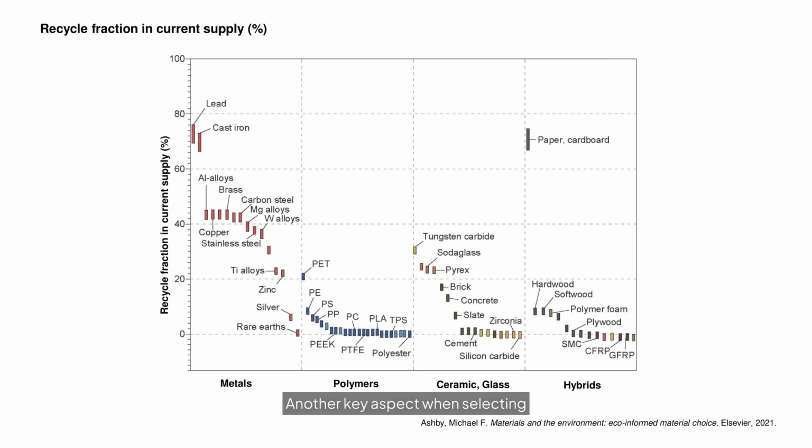Another key aspect when selecting materials is how much we reuse or recycle our materials. This slide shows the current recycled fraction in the supply for each category, basically, the percentage of recycled material input. Metals have the highest recycled content. We have well-established recycling for steel, aluminum, copper, etc. So a significant portion of metal production, often a few tens of percent, comes from recycled scrap.